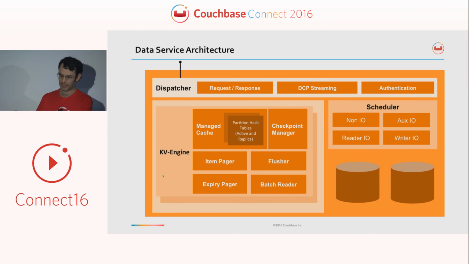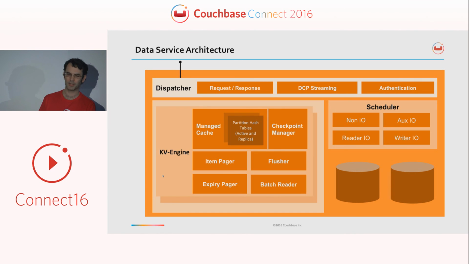Each bucket has a set of tasks running. I've only shown 4 here. There are many more, but I'll talk about some of the more interesting ones. We have an item pager and an expiry pager. These are both responsible for moving things out of memory as necessary on a document basis. The item pager moves things out of memory when they become less recently used, when we have memory pressure, so we can pull in other documents that are more recently used. The expiry pager is similar, except it's responsible for removing things which have expired.